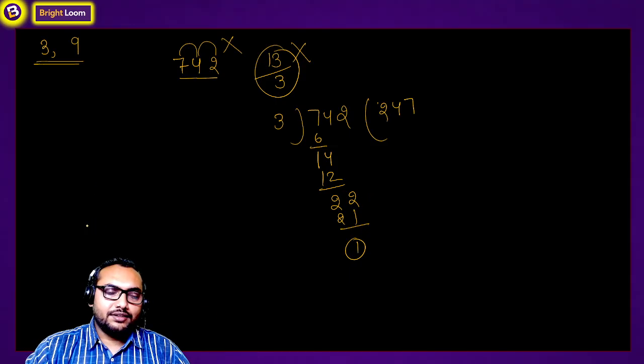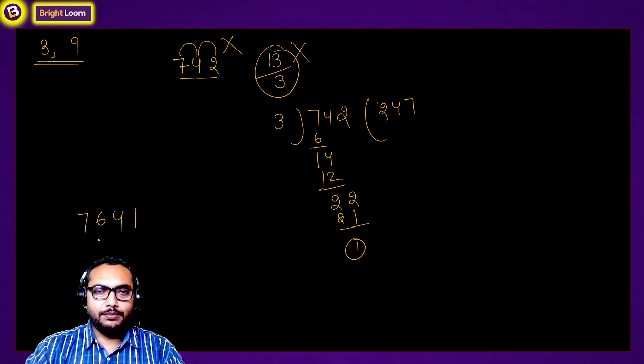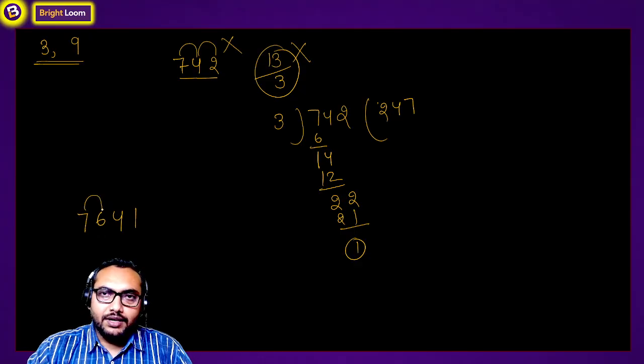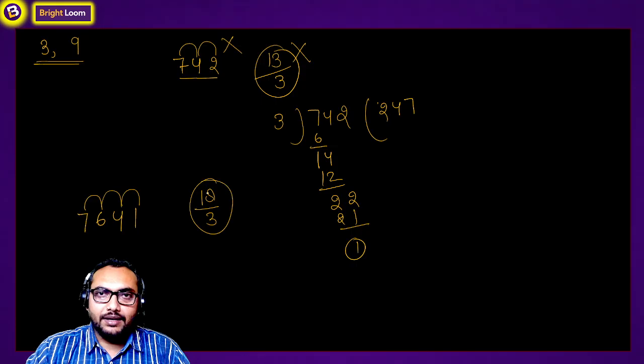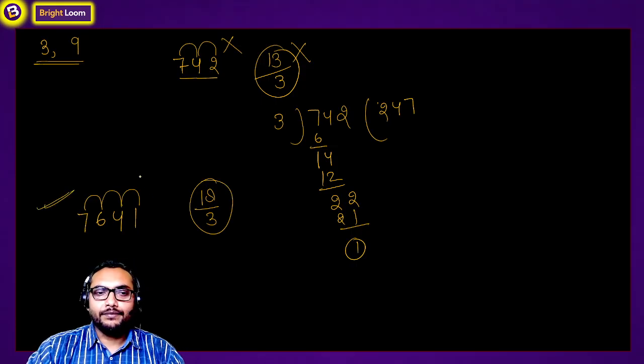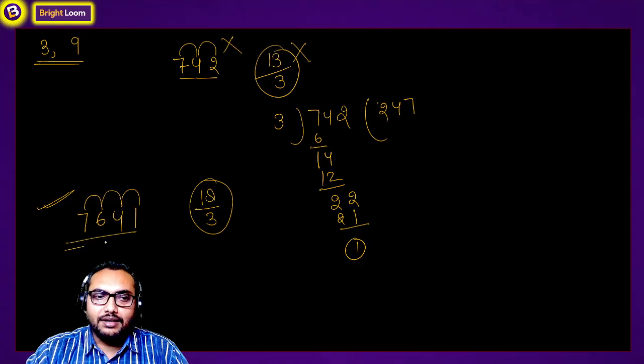Okay, now let us check 7641. I need to check whether this number is completely divisible by 3 or not. So what I'll do here: 7 plus 6, 13, 13 plus 4, 17, 17 plus 1, 18, right? So I need to check whether 18 is completely divisible by 3 or not. Yes, it is. It means the number is also divisible by 3, right? If I need to check whether this number is completely divisible by 9 or not, again I'll do the same thing, right?